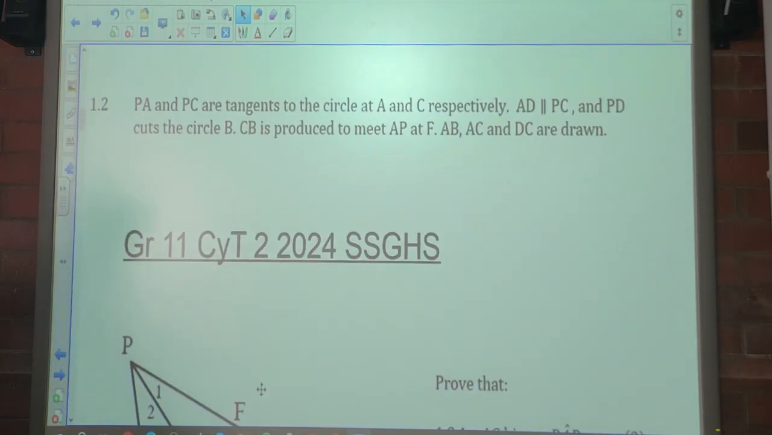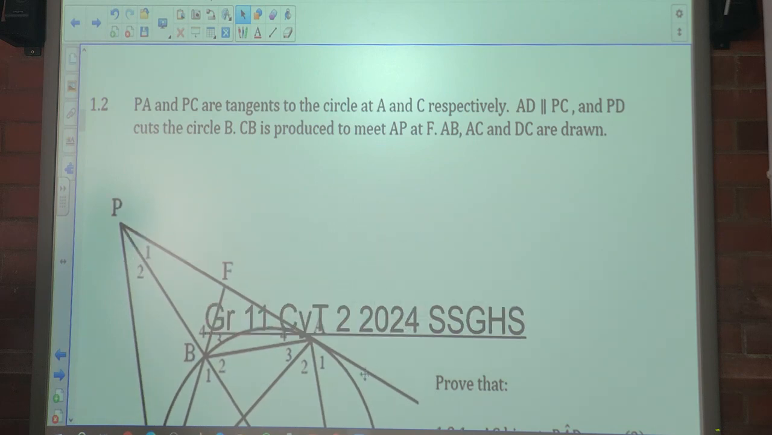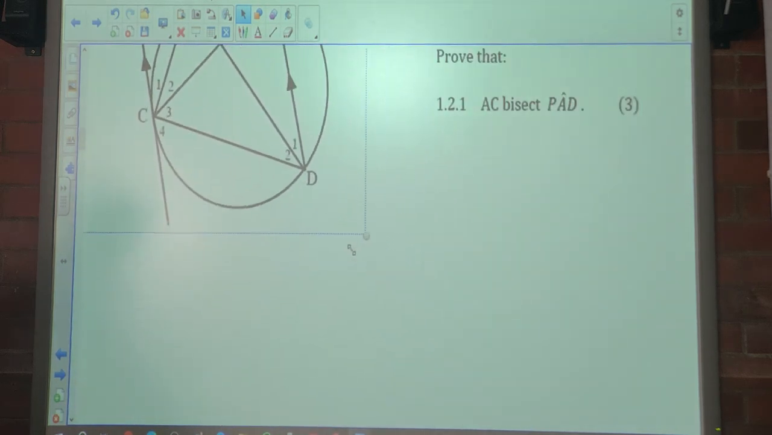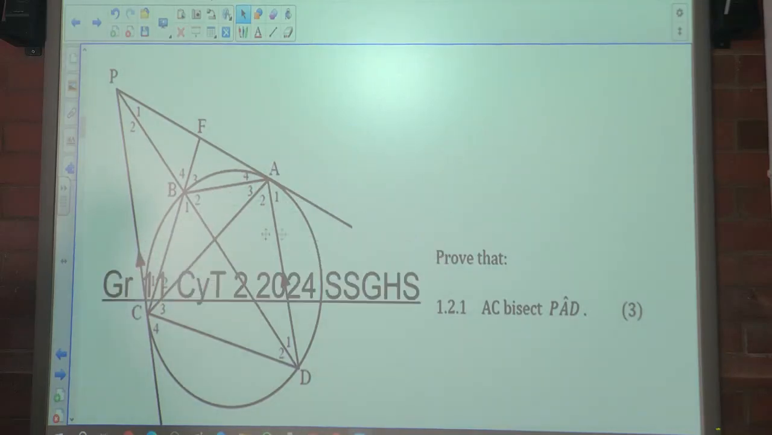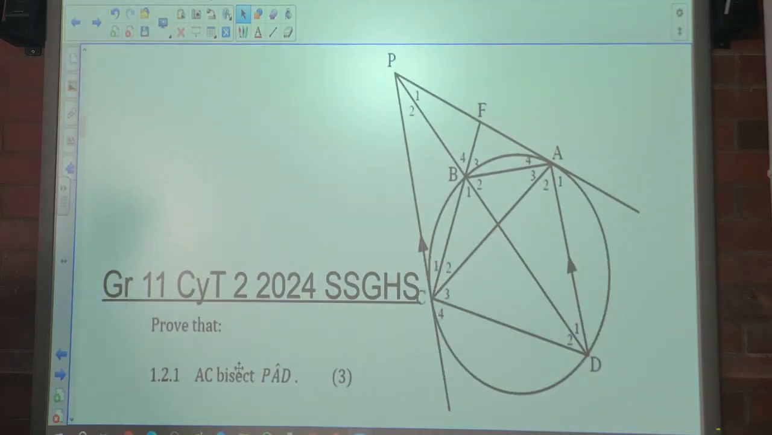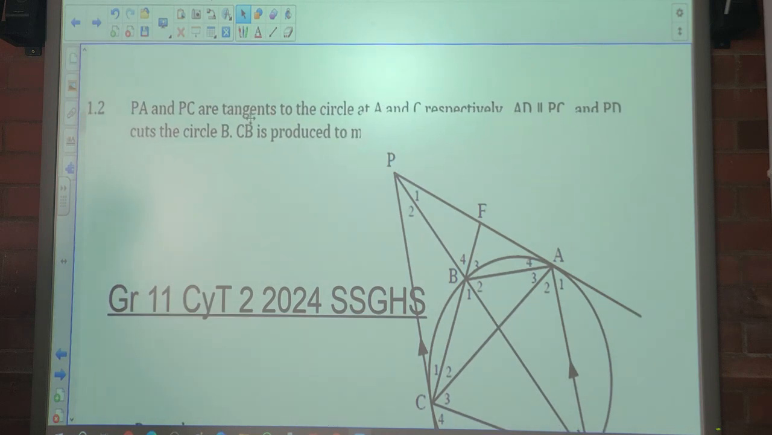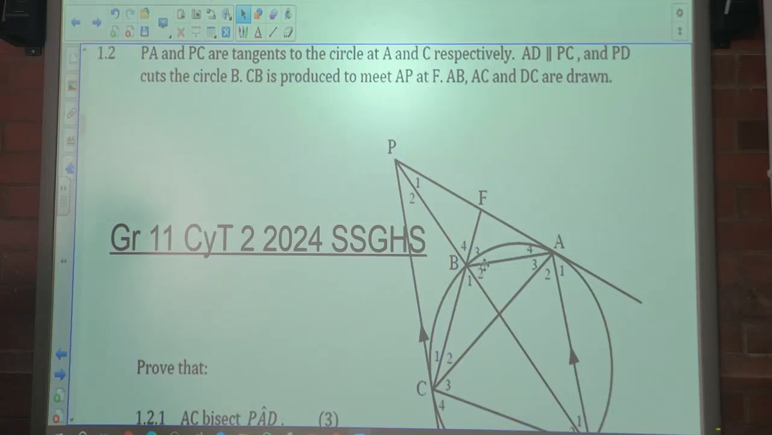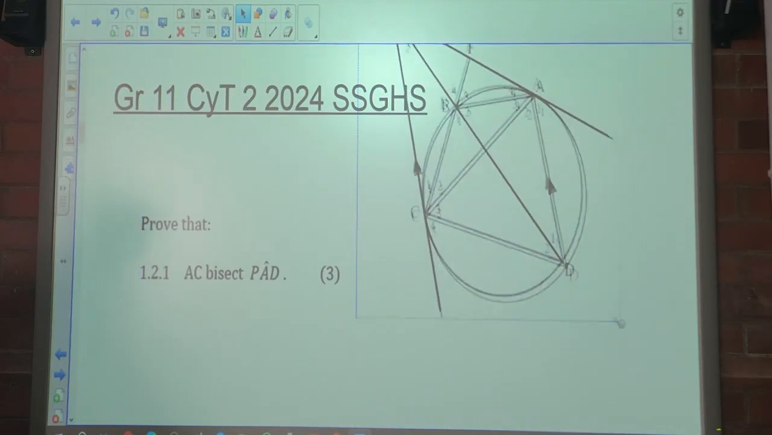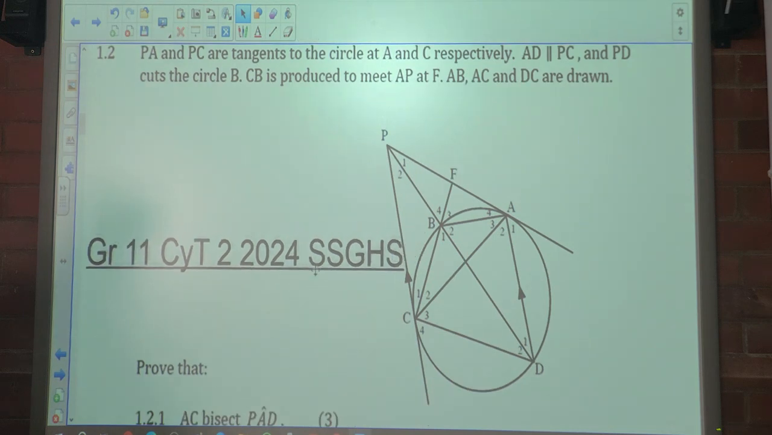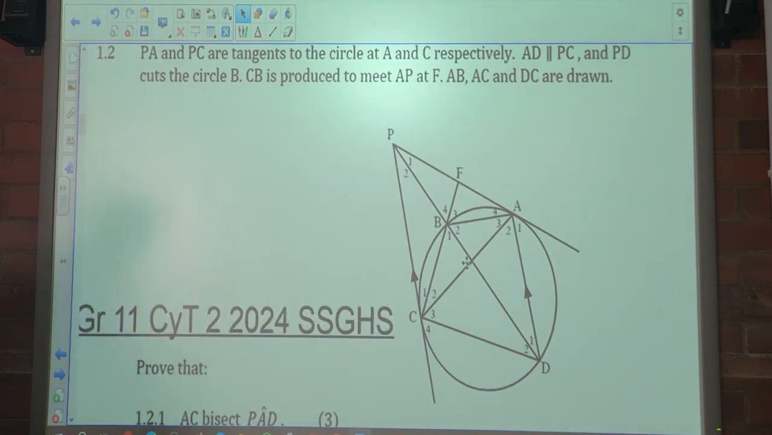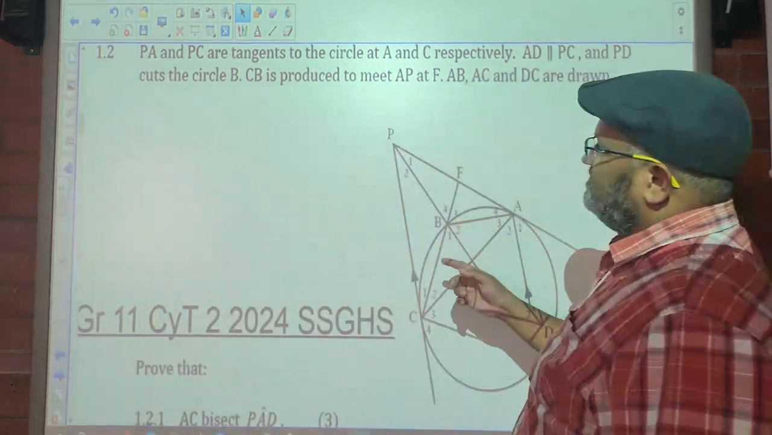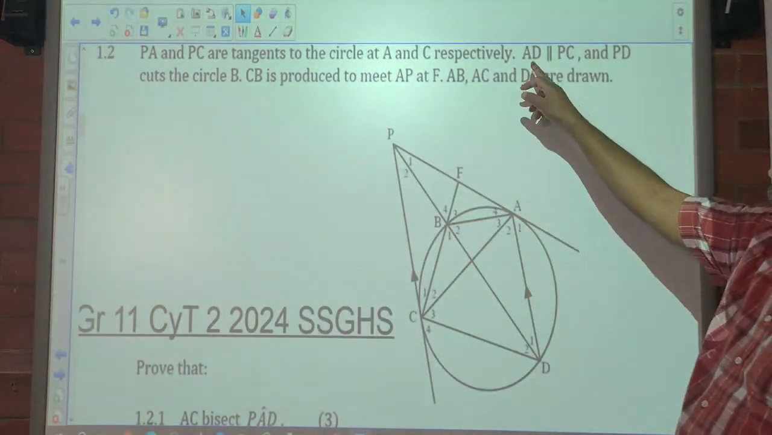Number 1.2. This is where the nonsense starts. So here, let's pull this over. The diagram is a bit big here, we'll enlarge it. So we are told that PC and PA are tangents to the circle at C and A respectively, which means to say in that order.